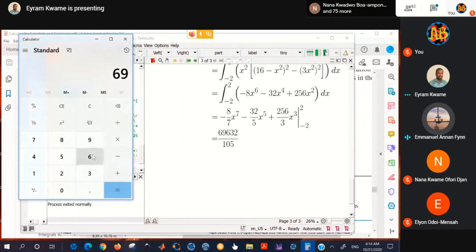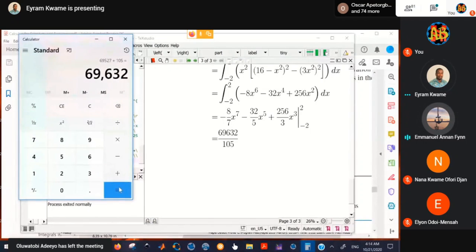Sir, after the integration of the y, the -32, is the x supposed to be to the power 2 or to the power 4? After the integration of the y, where you had -8x to the power 6 minus 32x to the power 4. I'm asking, to the power 4, is it 2 or 4? I have simplified this whole thing. I've simplified this expression.